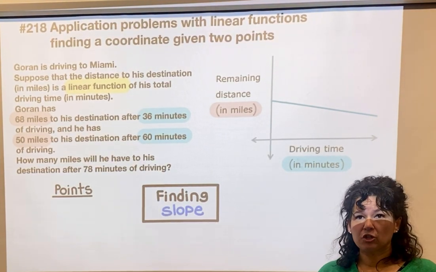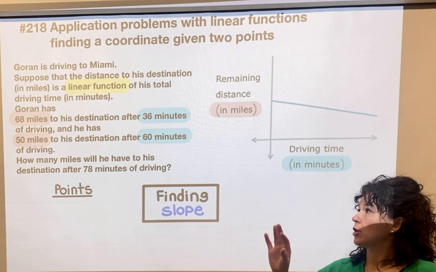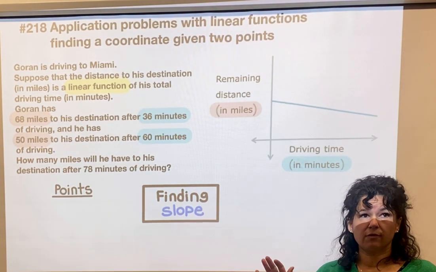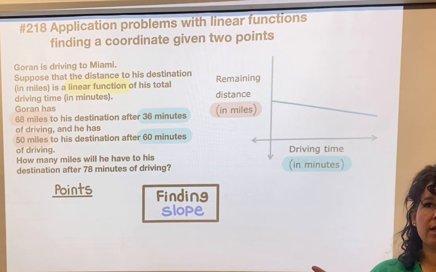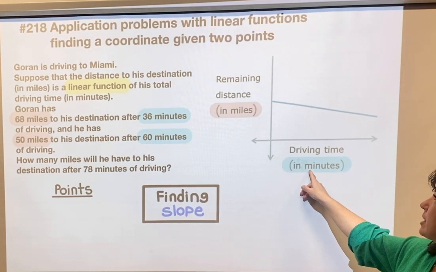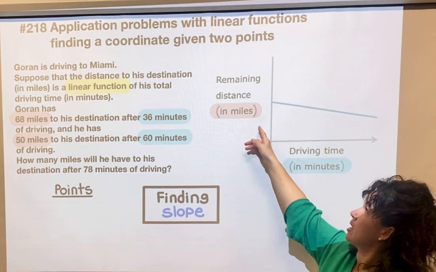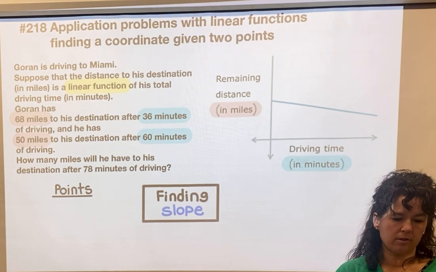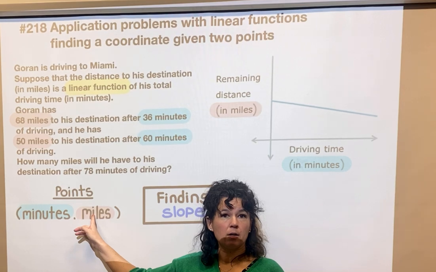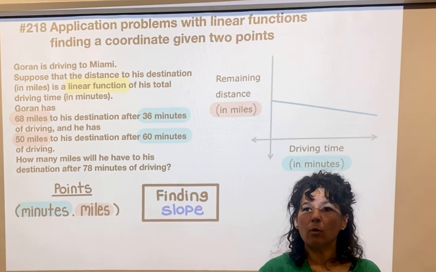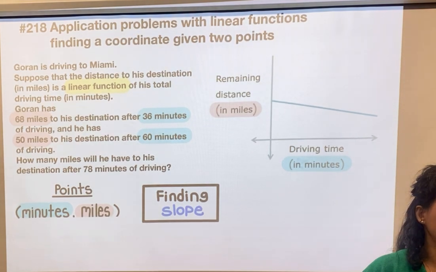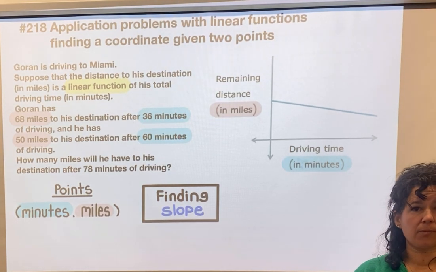Anytime you have an application problem or you have a graph, a good strategy to start with is just to figure out what are your points, like what are the labels on your coordinates. So on the x-axis here I have driving time in minutes, and on the y-axis I have miles. So every point is going to be minutes, comma, miles. That way when you're reading through the story problem, you can tell if the number they're handing you is an x or a y value.